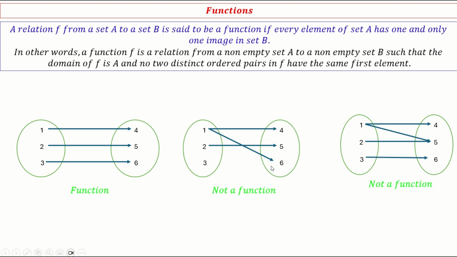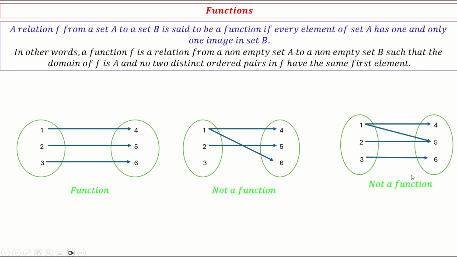Okay. Second one, not a function for two reasons. One, 3 doesn't have any image. That is one reason; you can tell it's not a function. Also, 1 has two images. 1 has 4 and 6. Two images are there, so it is not a function.